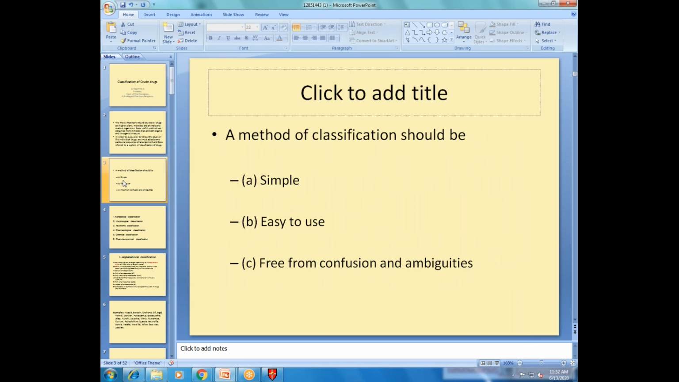Whichever method you use for classification, it should be simple, it should be easy to use, and it should be free from confusion and ambiguities. There should not be any confusion, or the feeling that it should have been done another way. It should be simple and easy to use.